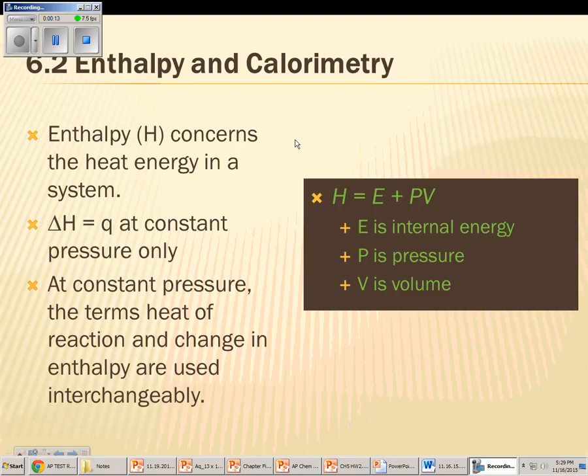So just here at the beginning, enthalpy, or delta H, concerns the heat energy change in a system. The change in heat is going to equal Q as long as the pressure is the same. If the pressure stays constant, then you can just calculate what your Q value is, and it's the same as your delta H. For most of our calculations, that's the one we're going to be concerned with.